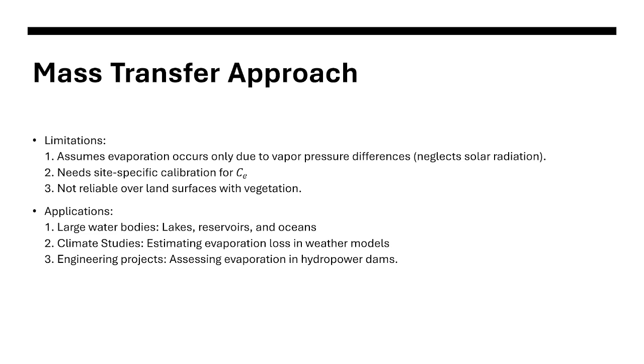So this means that if you are going to a place where the coefficient of evaporation has not been estimated or has not been computed, you are going to compute the CE on that specific site, okay? And it is not reliable over land surfaces with vegetation. Why? Because we are just computing for evaporation, not transpiration. We are not computing for ET. We are just computing for the E in ET, which is your evaporation.